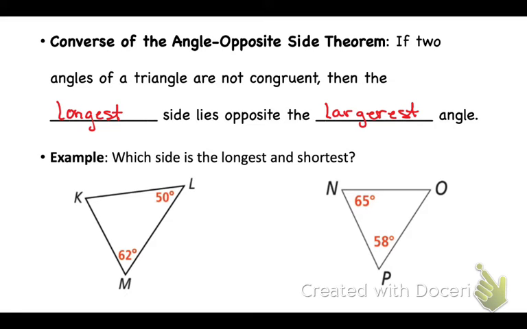So which side is the longest and which is the shortest? Before I can do anything, I probably have to find what? Angle K. How am I going to find it? Add 62 and 50 and subtract from 180. Okay, so do that. Did you all get 68? Yep, 68. Okay, so I need the longest and the shortest.